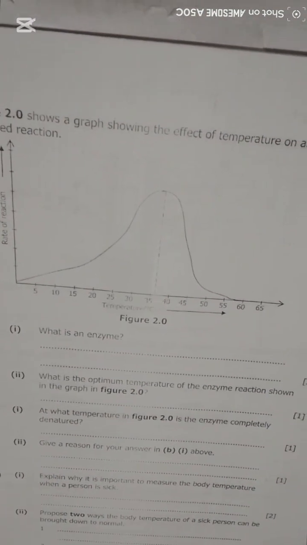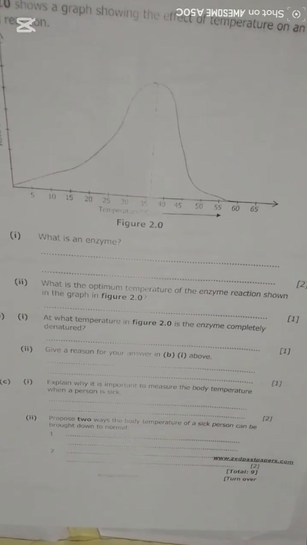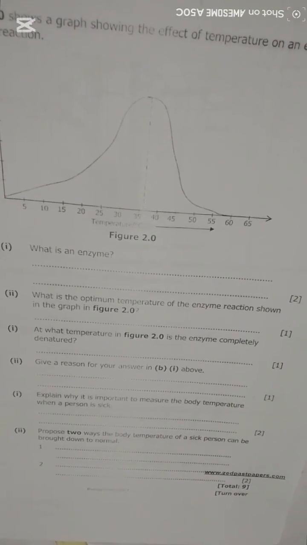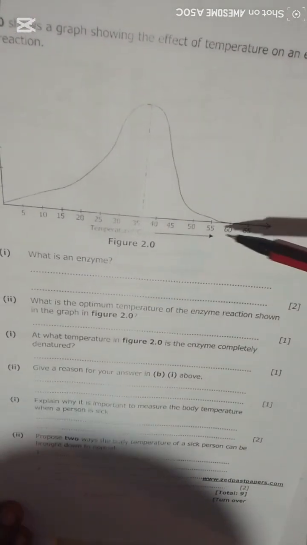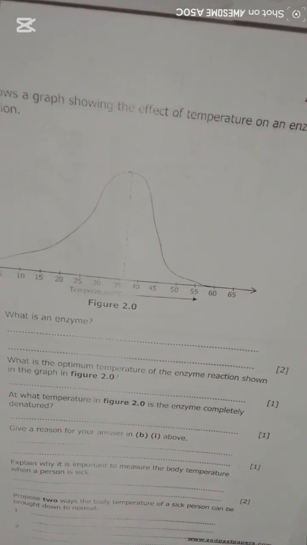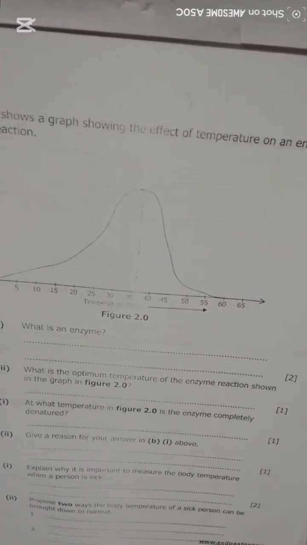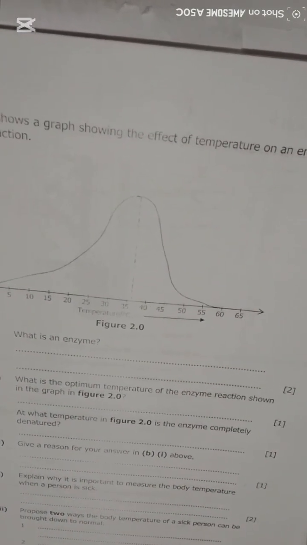Then the question goes on to say, at what temperature in figure 2.0 is the enzyme completely denatured? Then we're going to check out on a graph. So denaturation simply means a point at which an enzyme activity has come to an end. So at what point? So we can give 58, 59, or 60.